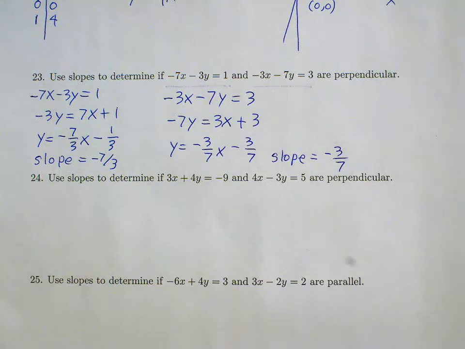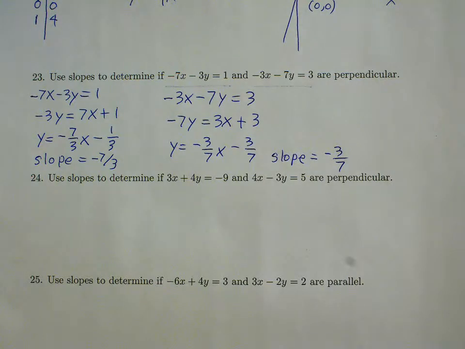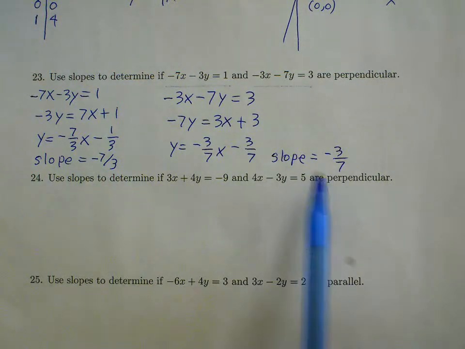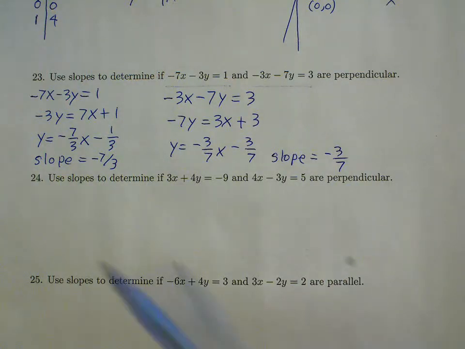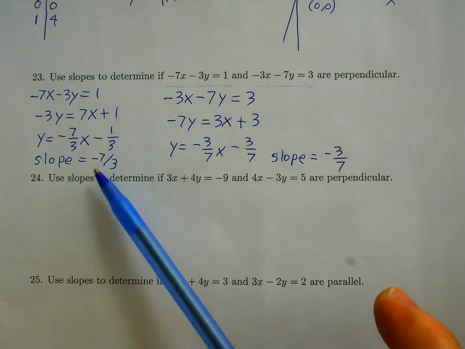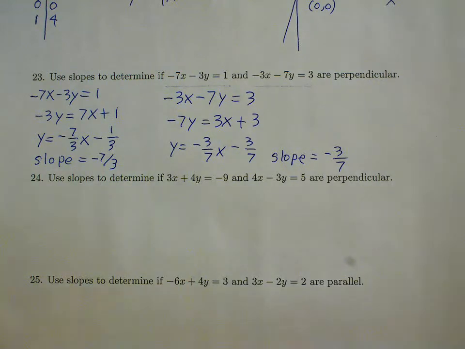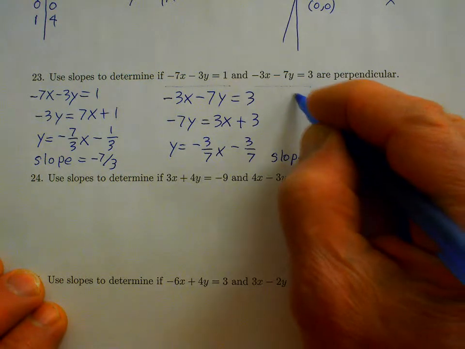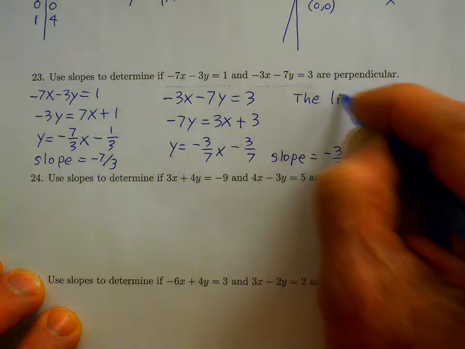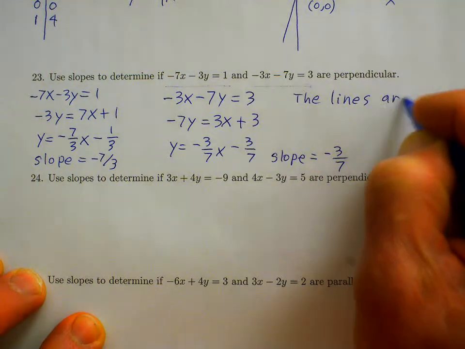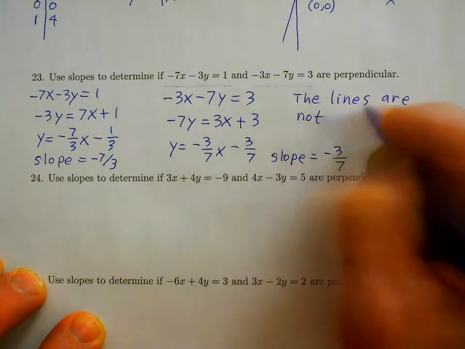So are the two lines perpendicular? No, they are not. Even though the slopes are reciprocals, they are not negative reciprocals of each other. So the two lines are not perpendicular.